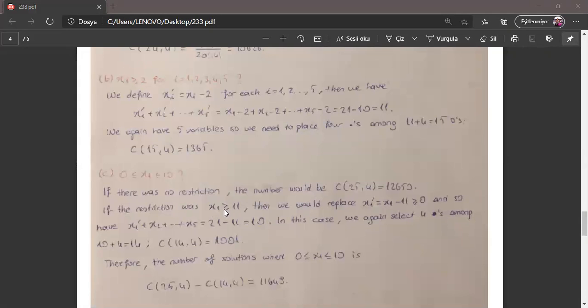If we have this restriction, then what do we have? We just plug this one into the given equation. So we have this. Now we have 10 plus 4 blocks, so we have 14, and we pick 4 of them, so we get that, if the restriction was this. Now we subtract them to get this condition. So we have this number.